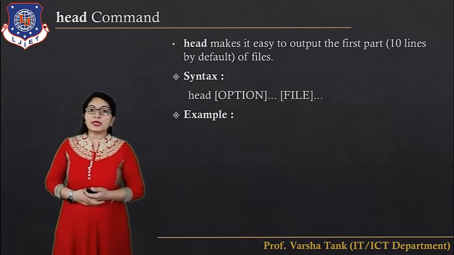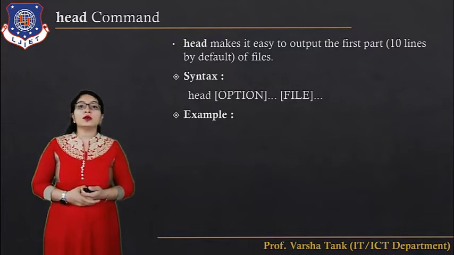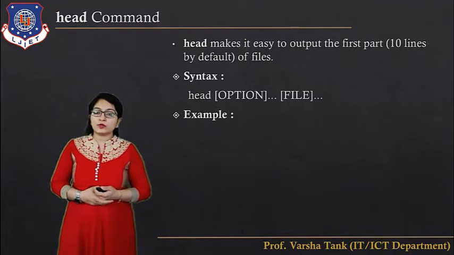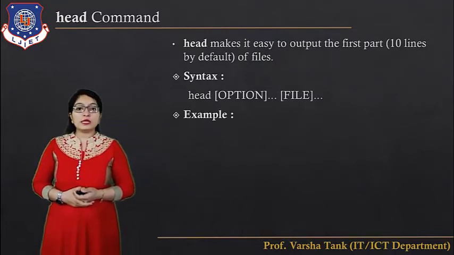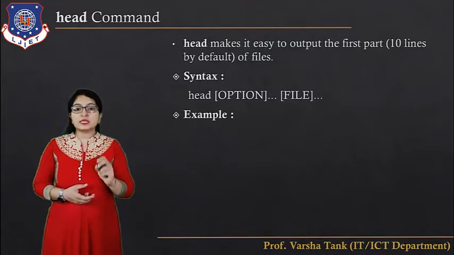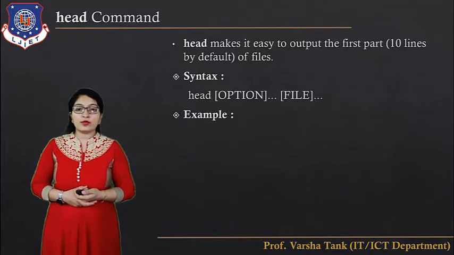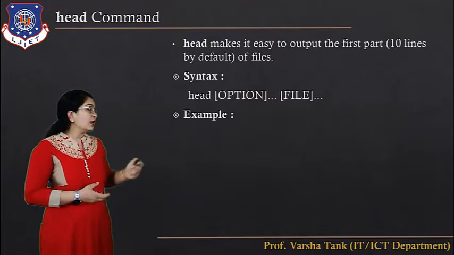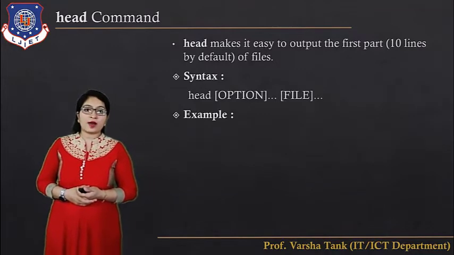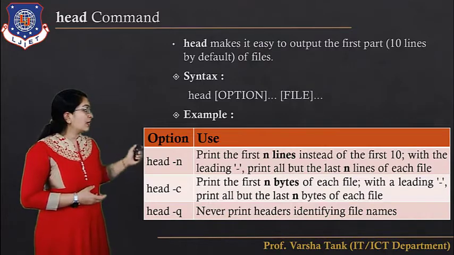Now next one is the head command. Head makes it easy to output the first part, 10 lines by default, of the file. Whenever you use the head command, by default it will print the first 10 lines. If you want to modify it, you can use a number of options. The syntax for the head command is head options and file.